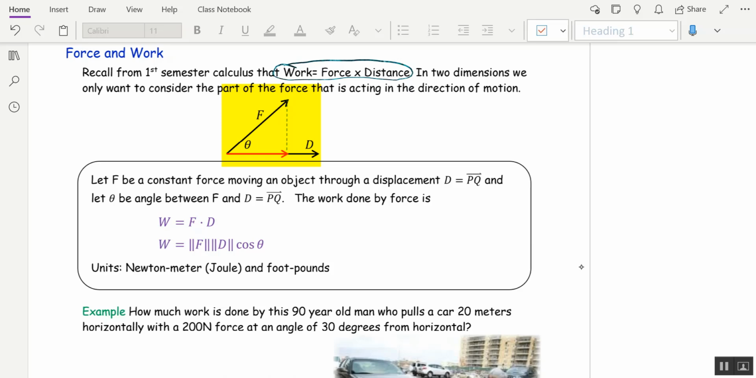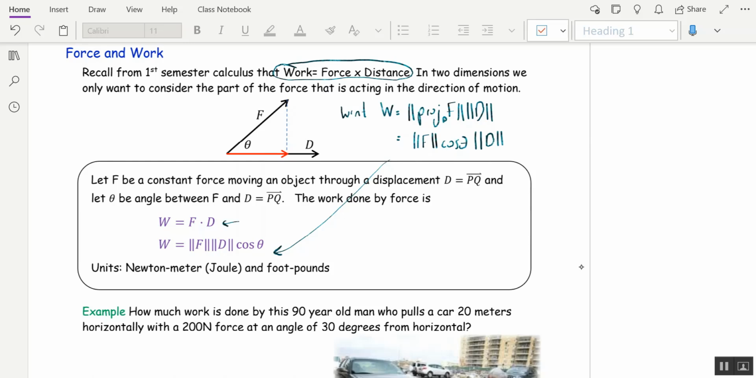of d. And so what I want is the work equal to the length of the projection of F onto d times the length of d. Well, the length of the projection is the length of F cosine theta, and then I multiply by the length of d. That's how I get this second formula you see down here. And the way to get the first formula, this one, is just to use that formula we had on the previous page about the angle between two vectors.